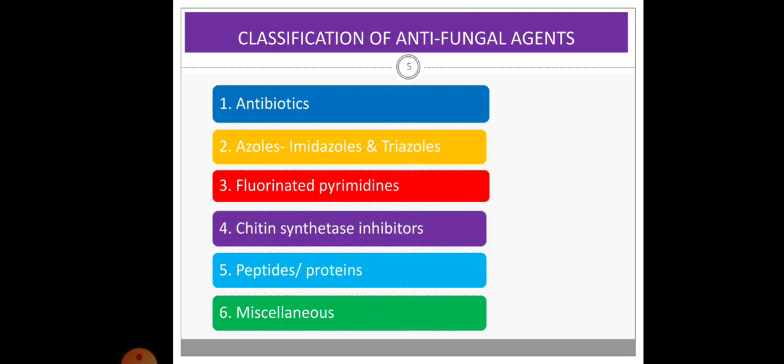Classification of antifungal agents. There are majorly 6 different classes of antifungal agents. First one is antibiotics. Second one, azoles, in that imidazoles and triazoles. Third one, fluorinated pyrimidines. Fourth one, chitin synthetase inhibitors. Fifth, peptides or proteins. Sixth, miscellaneous.